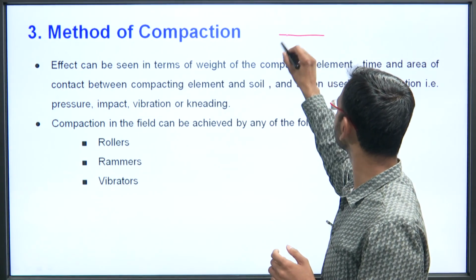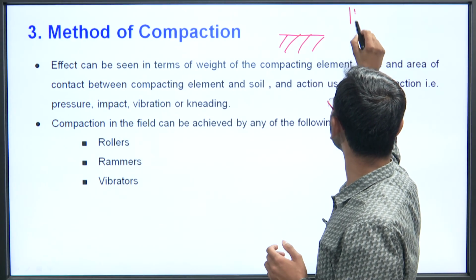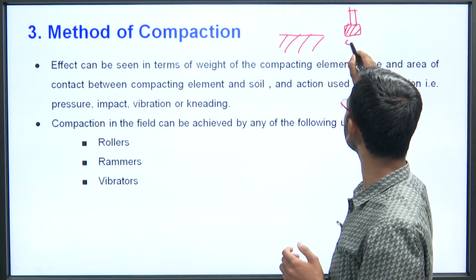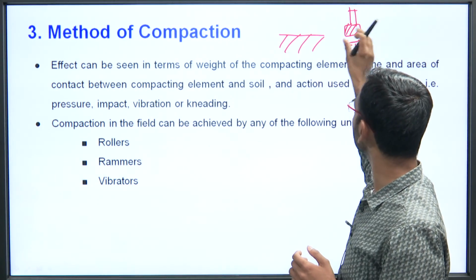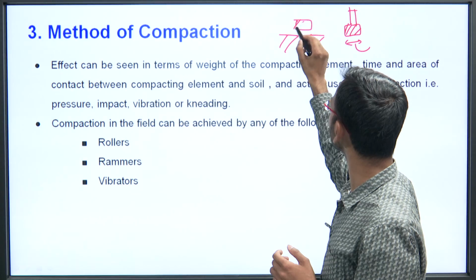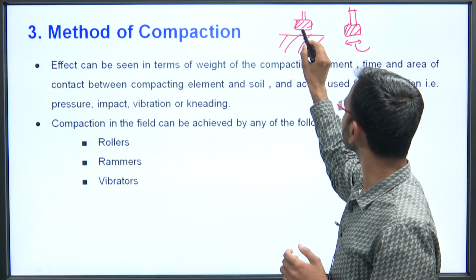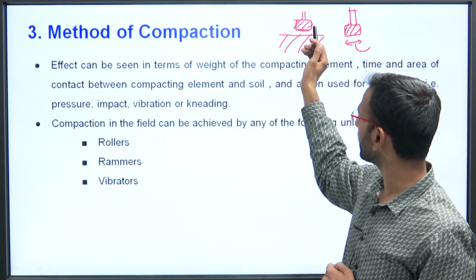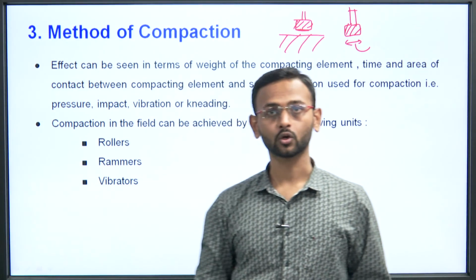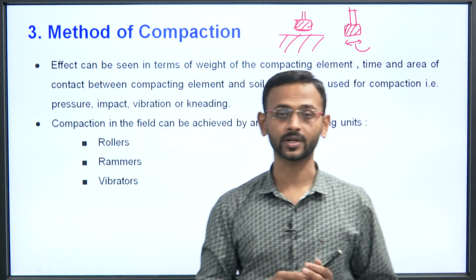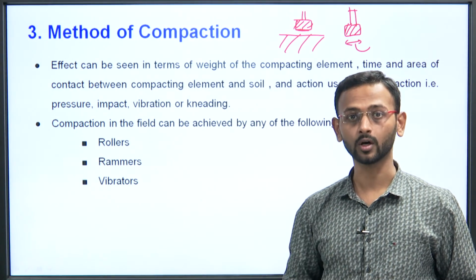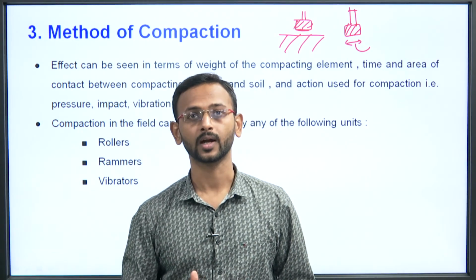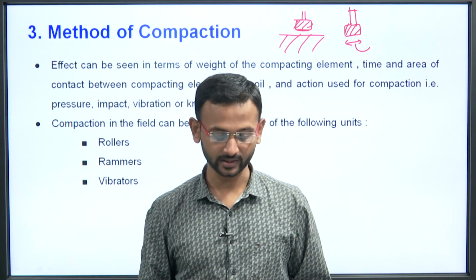If this is the soil here and let us suppose you have a rammer here, this rammer will have some contact area. If we place it on the soil for compaction, there is the area of contact between the compacting element, that is the rammer, and the soil, and the action used for compaction. The different actions can be pressure, impact, kneading or vibration. These are the four important types of actions that can be applied on a soil while compacting it.